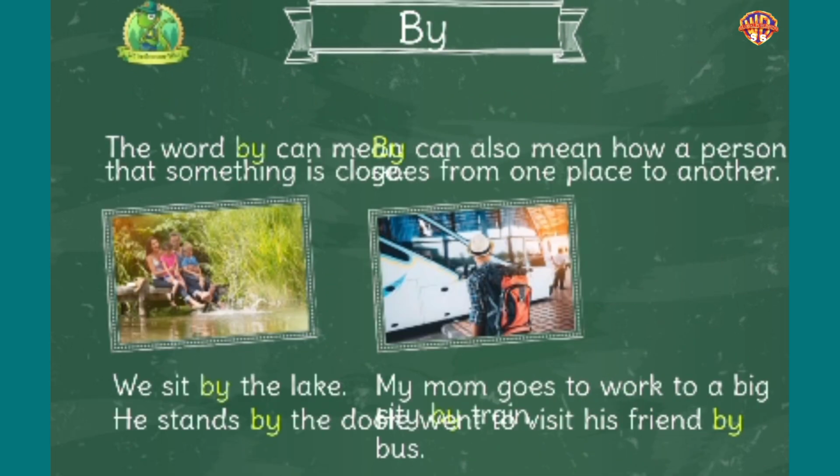By. The word by can mean that something is close. We sit by the lake. He stands by the door. By can also mean how a person goes from one place to another. My mom goes to work to a big city by train. He went to visit his friend by bus.